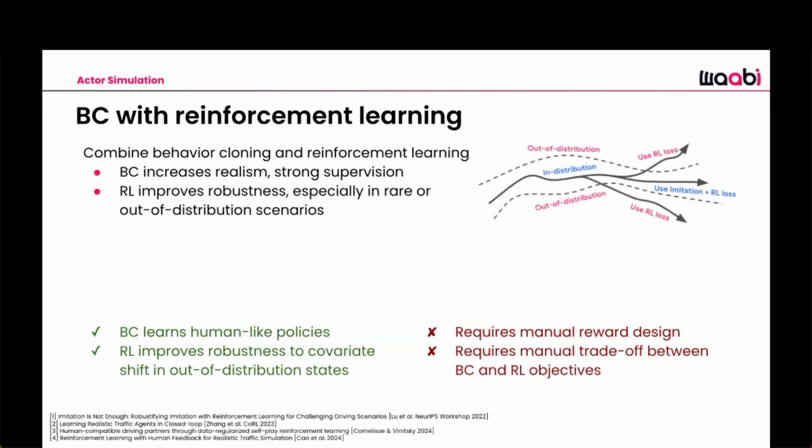Finally, instead of querying an interactive expert for action labels, we can also encode prior knowledge about what constitutes realistic driving into sparse reward functions. And then we can augment the behavior cloning objective with a reinforcement learning objective to supervise a policy in out-of-distribution states. The behavior cloning component allows us to efficiently learn realistic human driving behavior from in-distribution states, whereas the reinforcement learning component allows us to improve robustness to out-of-distribution states. However, this requires us to manually design reward functions and manually trade off between the RL and BC objectives.